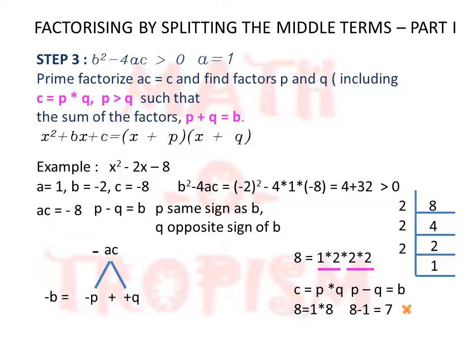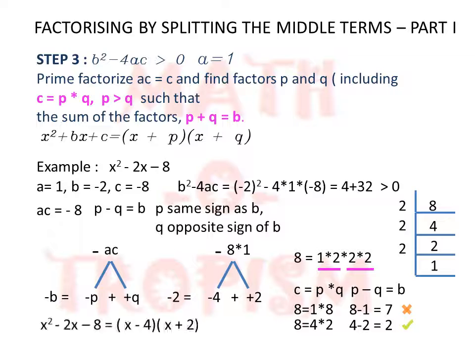Then I take 8 is equal to 4 into 2. Now 4 into 2 gives me 8 and 4 minus 2 gives me 2, which is what is required as B. So my factors are P is 4, Q is 2, and the sign of B is negative, C is also negative. Since I am subtracting, P will have the sign of B, so 4 will have minus and Q will have the opposite sign, so 2 will have plus. So now x square minus 2x minus 8 can be directly written as x minus 4 into x plus 2.